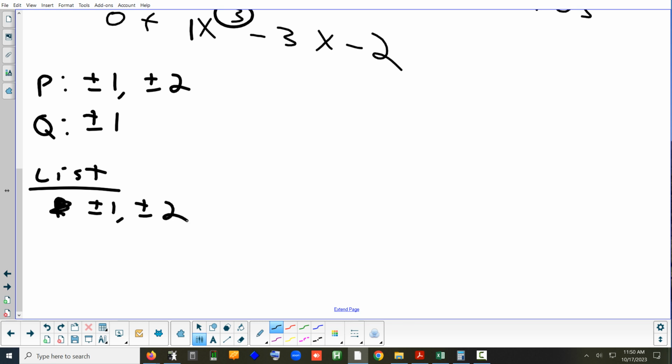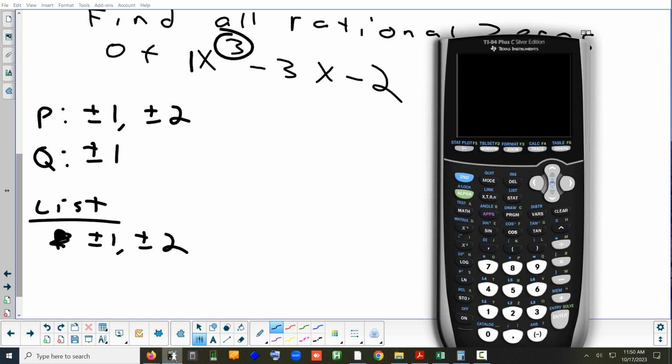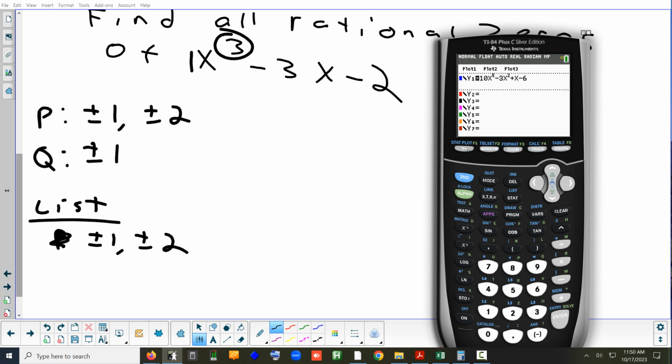So what that tells me is on the calculator, a standard window is more than enough to see if it crosses the x-axis between -2 and 2. That's what I'm going to check. Okay, so now we've got to put it in. I don't want to waste time doing synthetic division, there's only 4 things to try: 1, -1, 2, -2. I don't want to waste time until I know I have the right one, and that's what the calculator helps me find. So x cubed minus 3x minus 2.